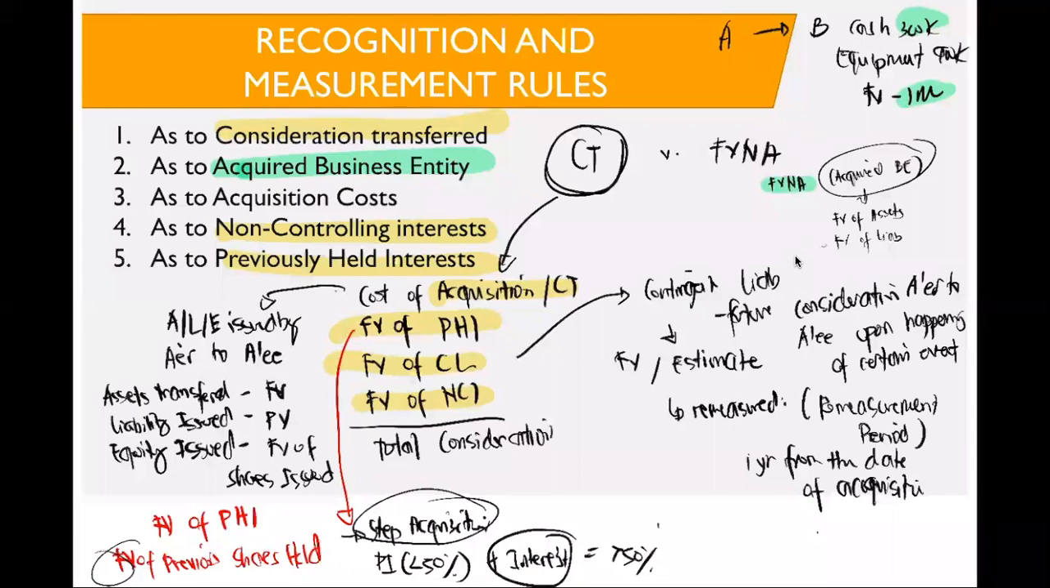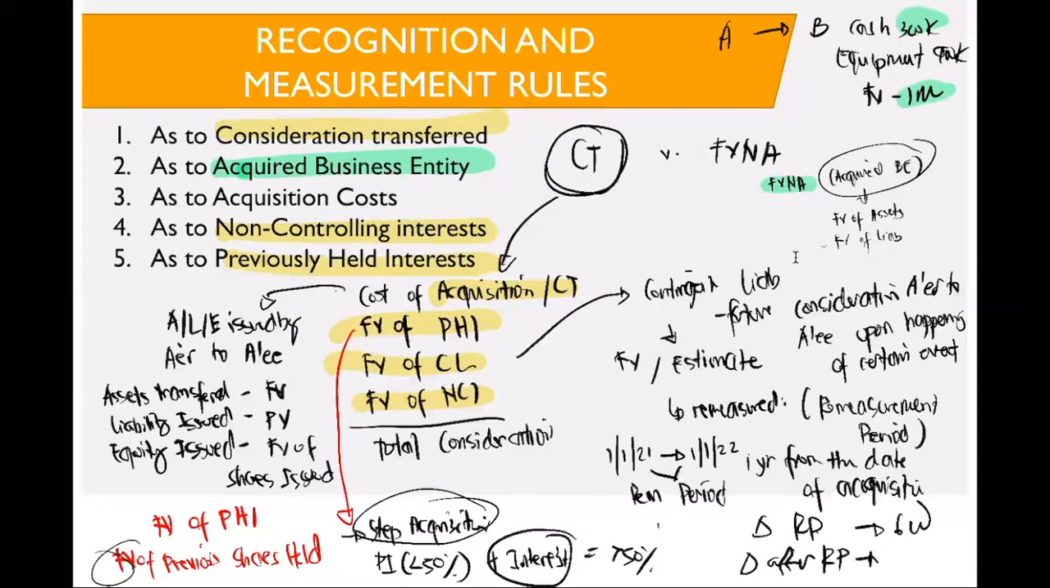So for example, we acquired on January 1, 2021, 1 year until January 1, 2022. This period here is known as your remeasurement period. So from January 1, 2021 up to January 1, 2022, that is your remeasurement period. Okay. So if it's remeasured or there are changes during the remeasurement period, it will affect your goodwill. But if the changes are made after the remeasurement period, they are treated as part of your profit or loss.